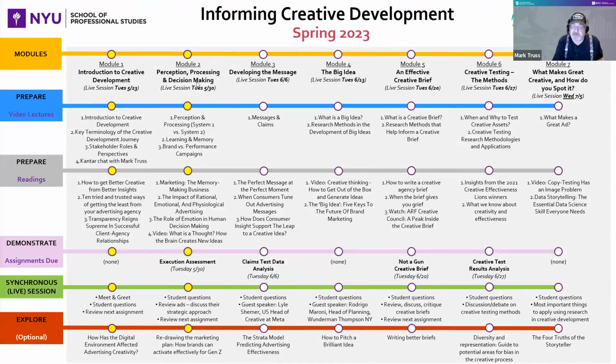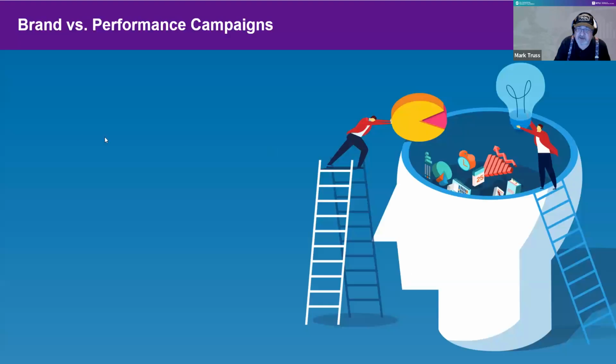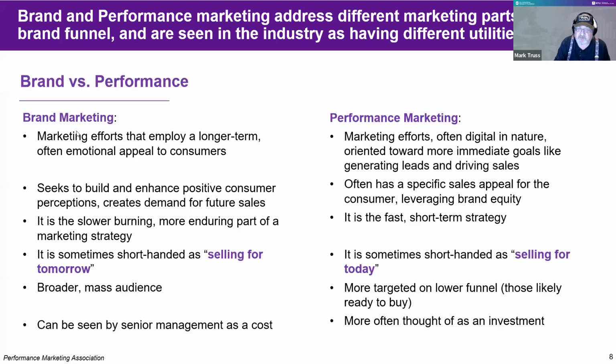So here we are. This is the last lecture in this module. After this, we move to understanding the key message, right? How do we do research to understand the best message and claims that we might want to put into an ad? And here we are, right? Brand and performance campaign. So let's talk about this for a bit.